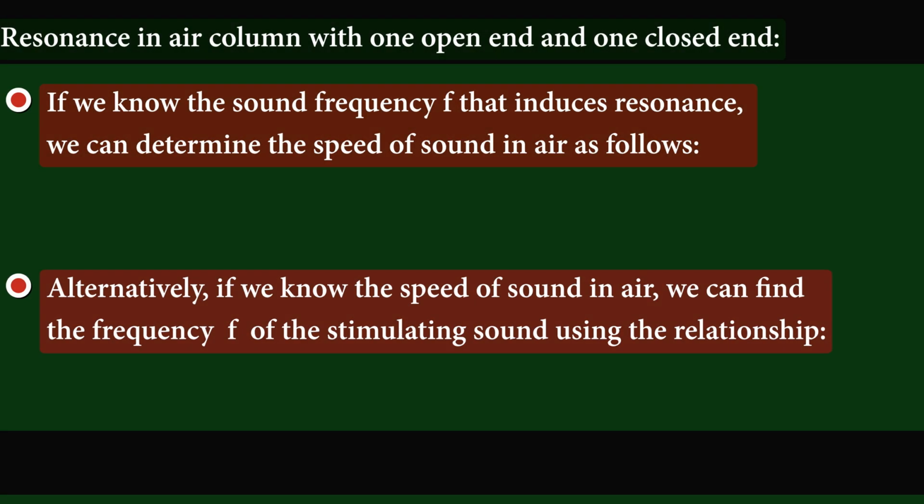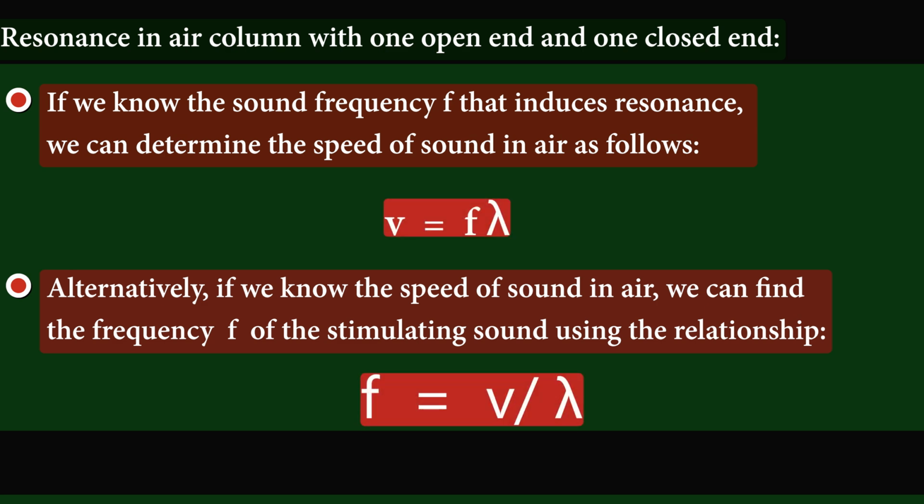If we know the sound frequency F that induces resonance, we can determine the speed of sound in air as follows, V equals F lambda, where lambda is the average wavelength of sound obtained from the experiment. Alternatively, if we know the speed of sound in air, we can find the frequency F of the stimulating sound using the relationship F equals V over lambda.